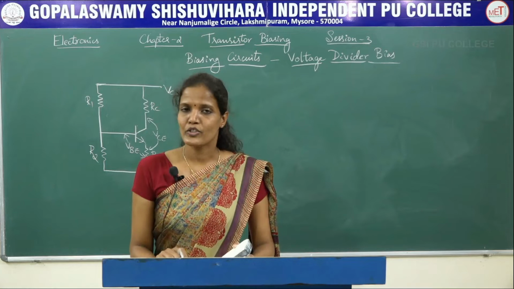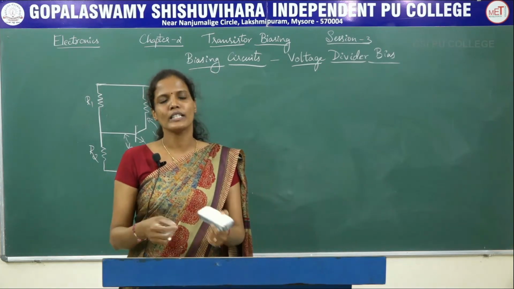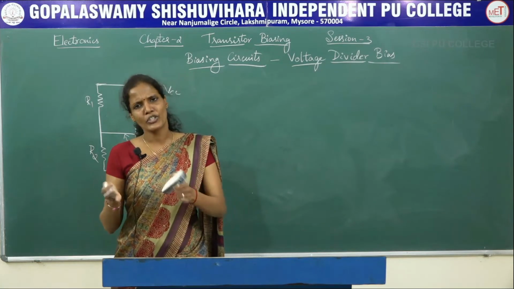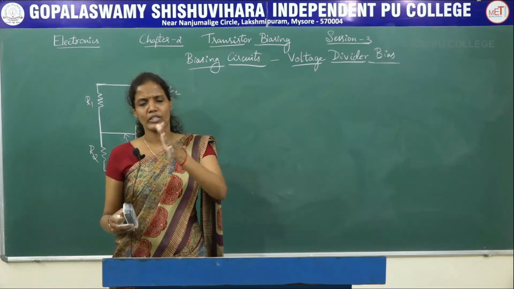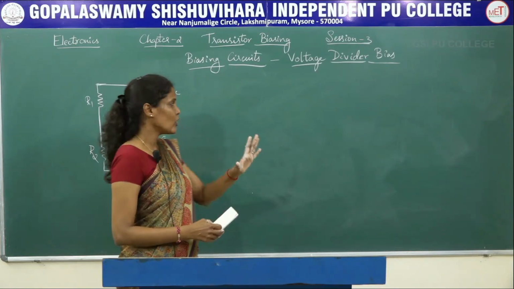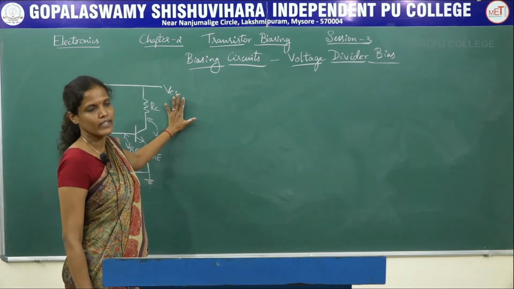As and when the beta value changes, the IC value will also change. When IC changes, VC will also change. That is, the Q point will try to shift itself towards the cutoff region or towards the saturation region. In order to avoid that, we are using this particular circuit, that is voltage divider bias.